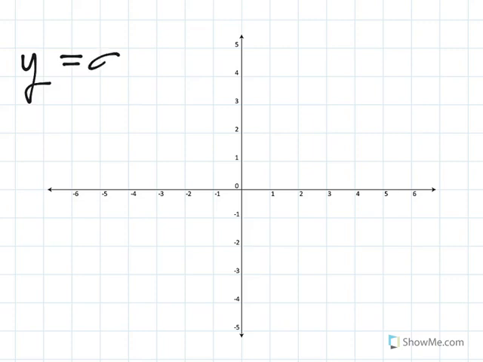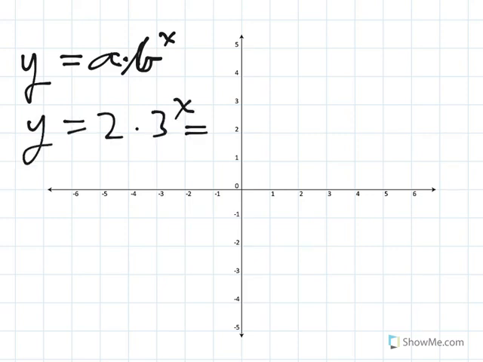Now the only variable I haven't mentioned yet is the a value. For now I'm not going to have a c, I'll just have an a and a b. So for instance, y equals 2 times 3 to the x power. First thing to mention, that's not the same thing as 6 to the x power.